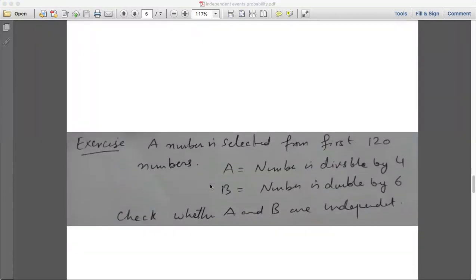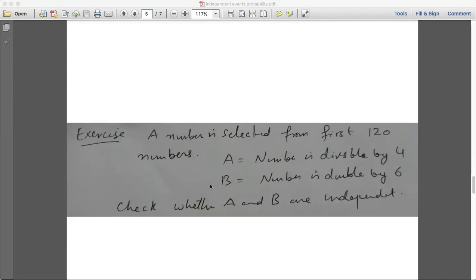Okay, this is an exercise question for you to solve. In this question, you can see a number is selected from first 120 numbers. We need to take first 120 numbers, and event A is the number is divisible by 4. हमने set A ऐसा लेंगे जिसमें numbers जो हैं वो divisible by 4 होंगे, और B हमने क्या लेना है? Number is divisible by 6. ठीक है? So check whether A and B are independent. This is a question for you for your practice. इसको आप solve करें. Hope this will help you understand more about whether events are dependent or independent.